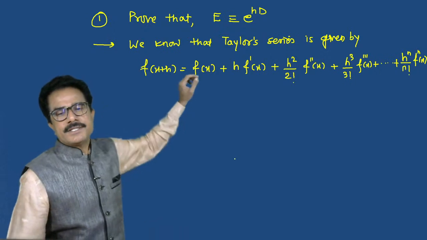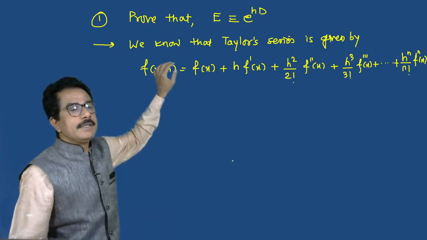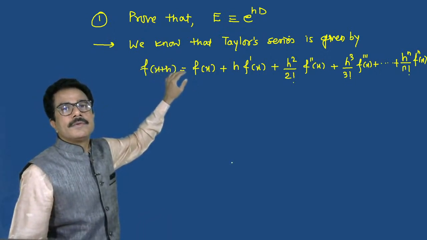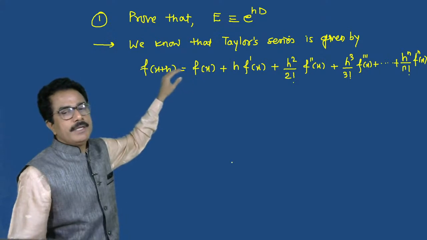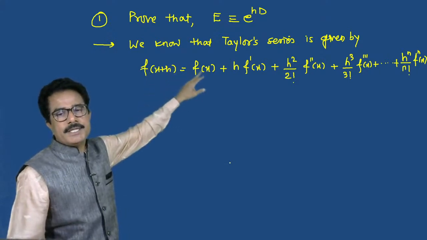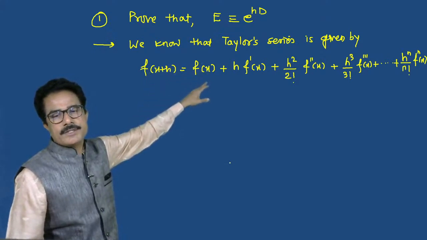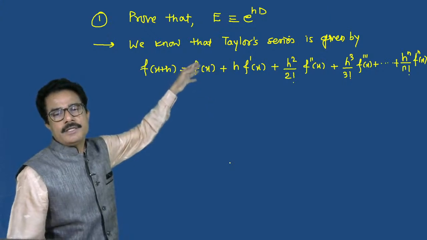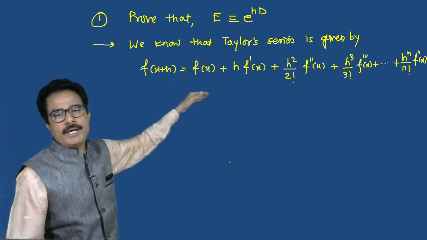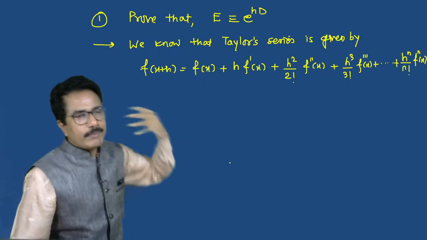This is the Taylor series which we have studied in B.Sc. first year, that is f of x plus h can be written as f of x plus h into f dash of x plus h square divided by 2 factorial. In this way we can write this.